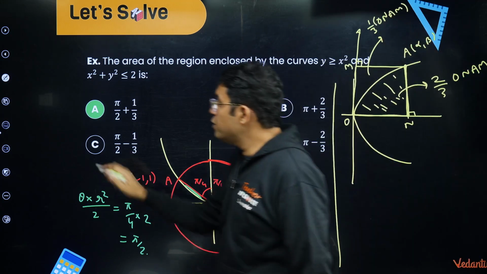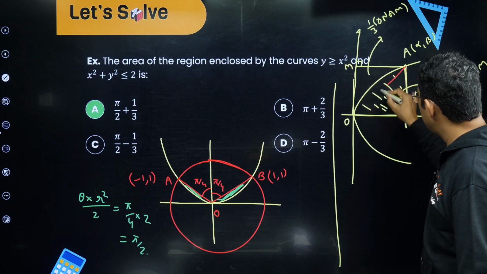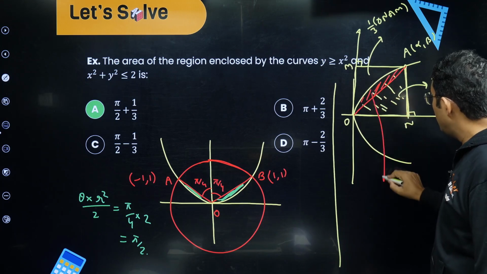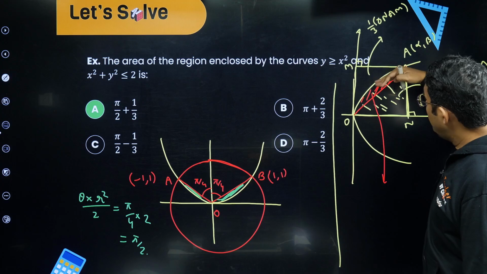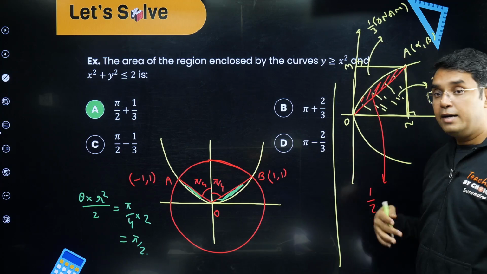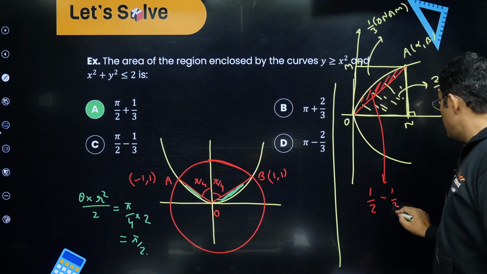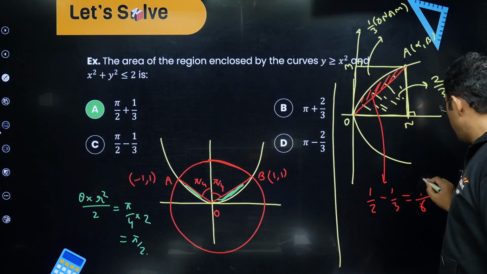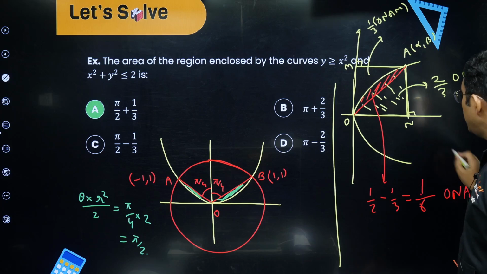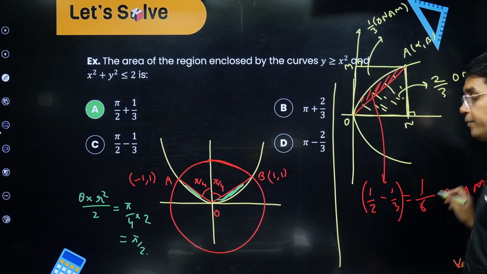But we are looking for something else, and that is also very simple to find. If you notice, we are looking for this kind of area. If this area is to be found, the area above this will be 1 upon 2 of this rectangle, because the diagonal divides the area in two equal parts, minus 1 upon 3 which you have to do. So that will be 1 upon 6 of ONAM. So this area here is actually 1 upon 6 of ONAM.